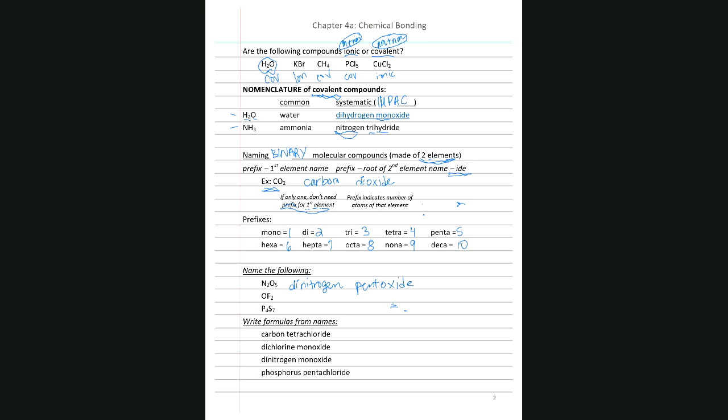The next one, we have 1 oxygen, but since it's the first one, we don't have to write mono. So we can just say oxygen. And then there's 2 fluorines, so it'll be difluoride. And then what would the last one be? Tetraphosphorus heptasulfide. Perfect. Tetraphosphorus heptasulfide.